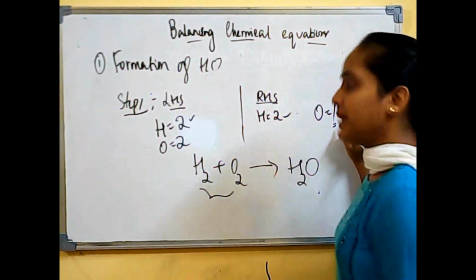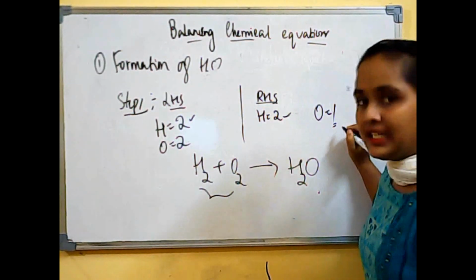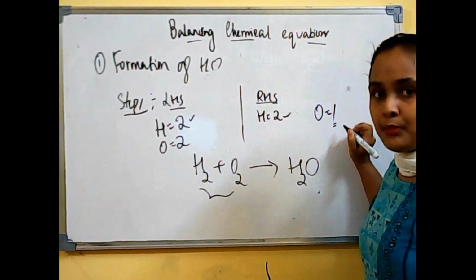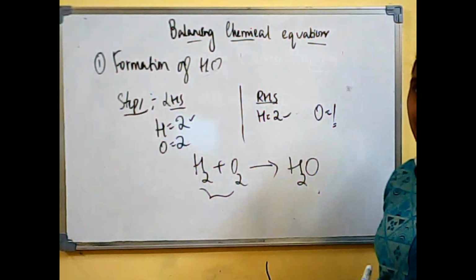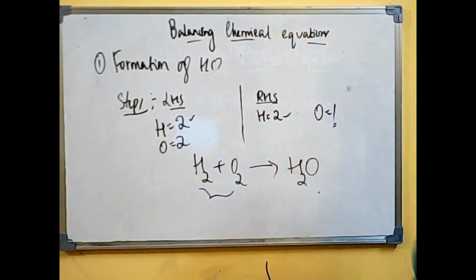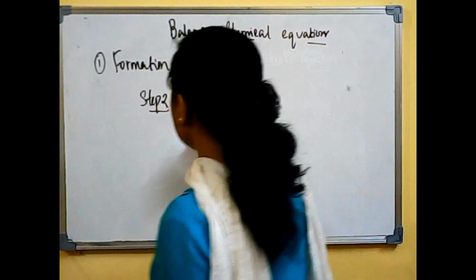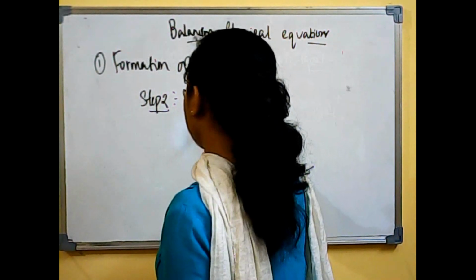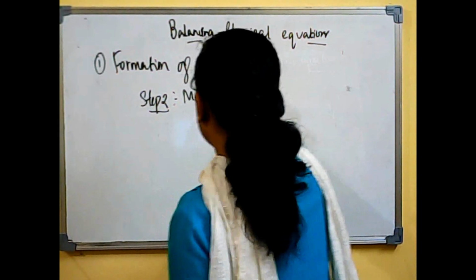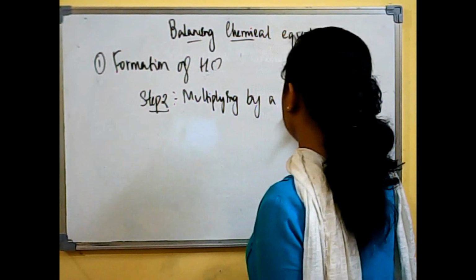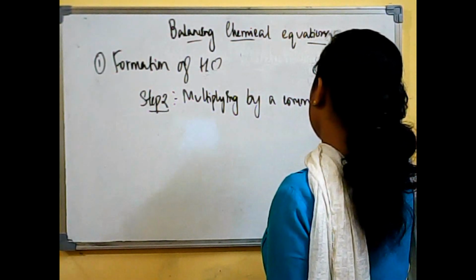Now the simple method would be multiplying. So my step 2 would be multiplying. So I'll write down step 2, multiplying by a common factor.